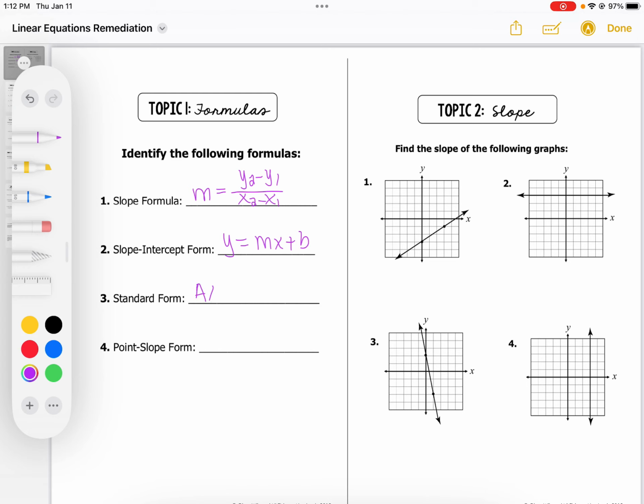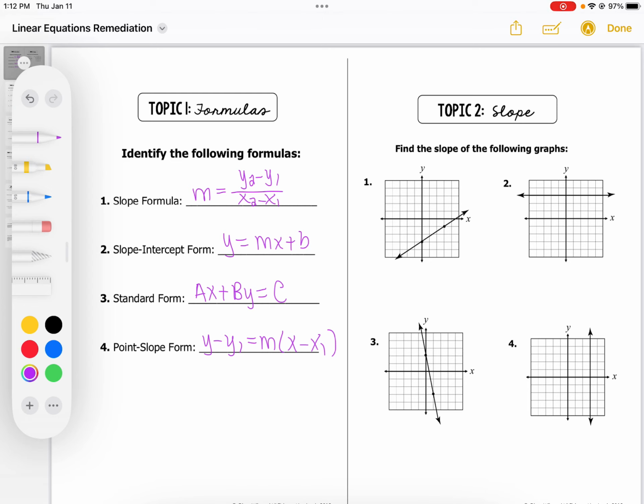Standard form is ax plus by equals c. Standard form doesn't give you any slope or y-intercept or anything. Point slope form is y minus y1 equals m times x minus x1. And this gives you the slope of the line and also a random point on that line.